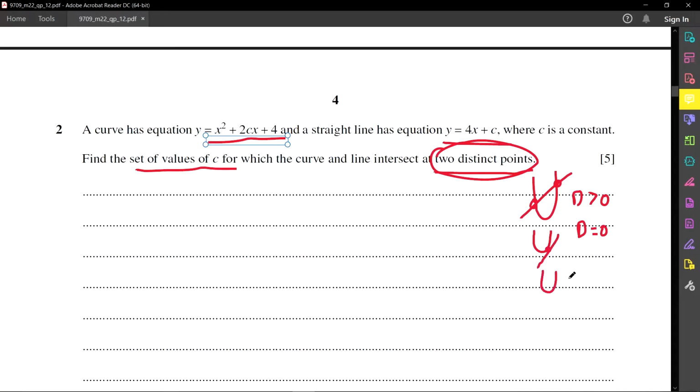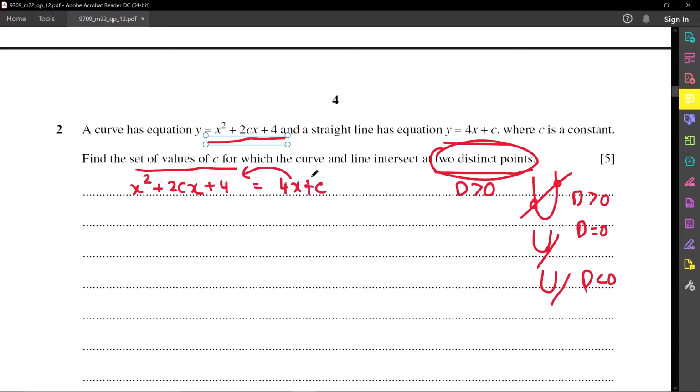And when the line doesn't intersect the curve, it is D less than 0. These are the three conditions of the discriminant that we use for the concept of the intersection of a straight line and a curve. But here, especially, it is D greater than 0. So what we do here, the first step is that we equate the line and the curve. So x squared plus 2cx is the curve, plus 4, equal to 4x plus c.